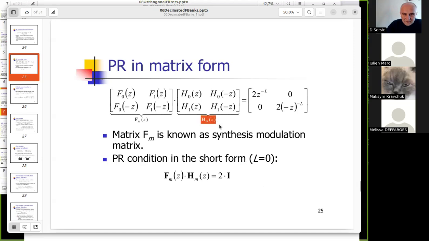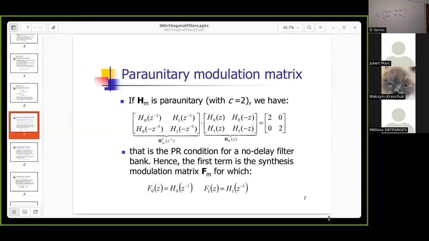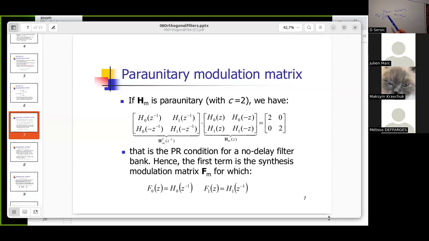So I just write down our modulation matrix as it was. Stop sharing. Changing camera. And sharing the new lecture. So this is our modulation matrix.